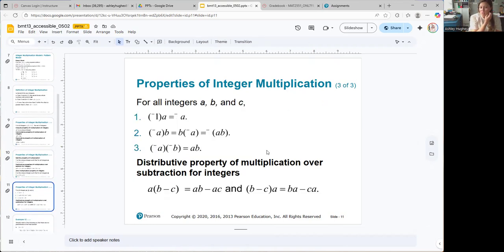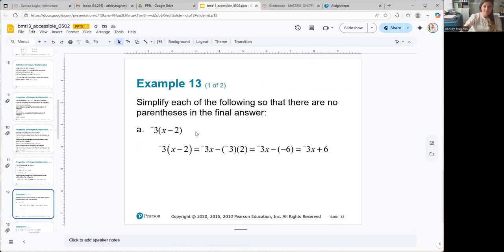There are some other properties of integer multiplication. Multiply -1 times a number, you're going to get negative that value. Negative A times B is the same as B times negative A. This is the commutative property. And then this is the distributive property.